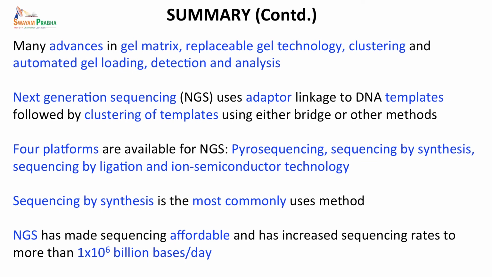Further, there were many advances in the type of gel matrix that was used in these capillary methods. Also, how to replace the gel in these capillaries, followed by the clustering methods where multiplexing could be done for each template, and combined with the automated gel loading and detection and analysis methods, the high throughput sequencing methods could be developed. And these were the precursors to the next generation sequencing or NGS methods.